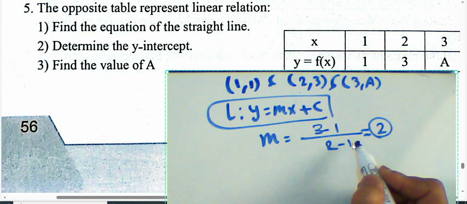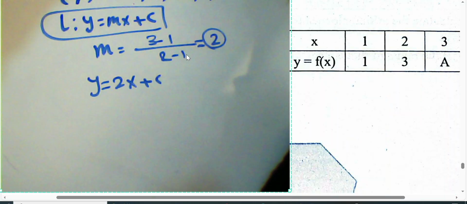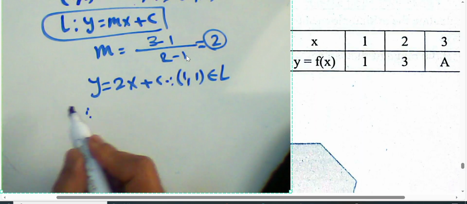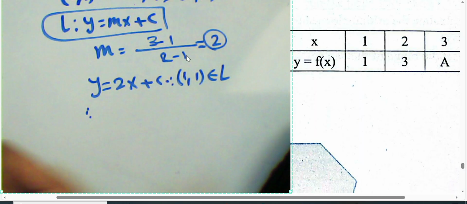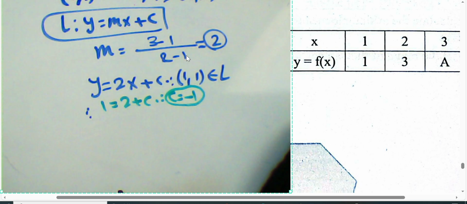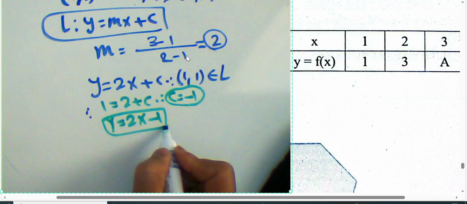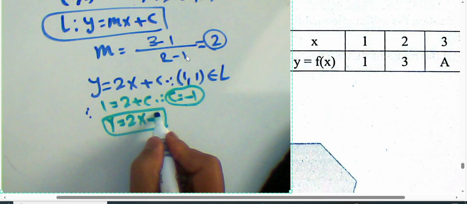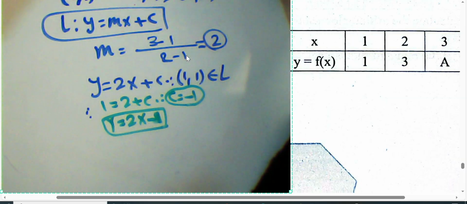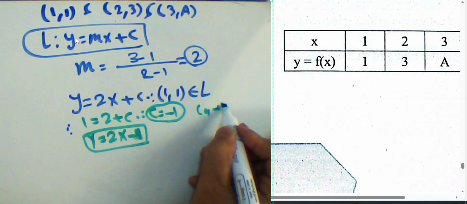Then the slope will be 2. In the equation y equals 2x plus constant, put any point the straight line passes through, like the point (1, 1) on the straight line L. Then this point satisfies the equation. Then 1 equals 2 plus constant, so the constant will be negative 1. Okay, then the equation is y equals 2x minus 1. Then for the y-axis, the y-intercept is determined at (0, negative 1).